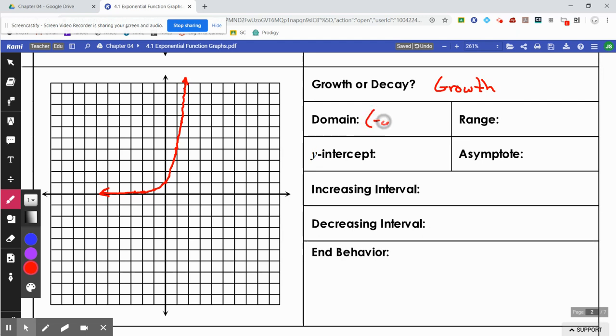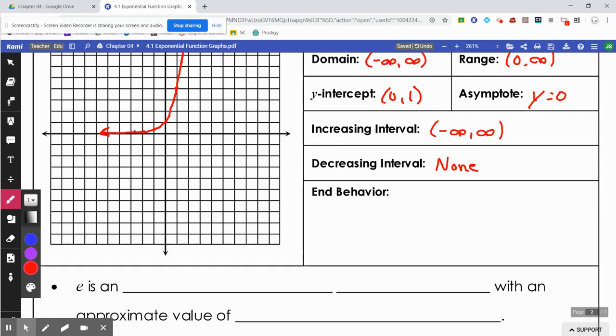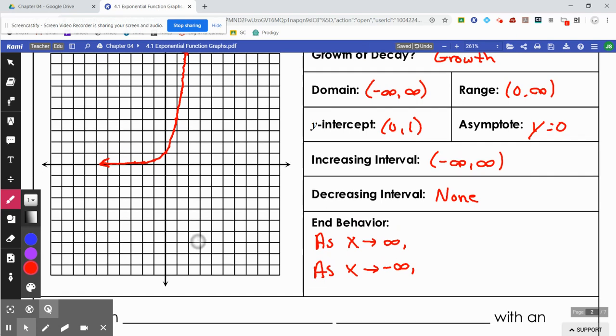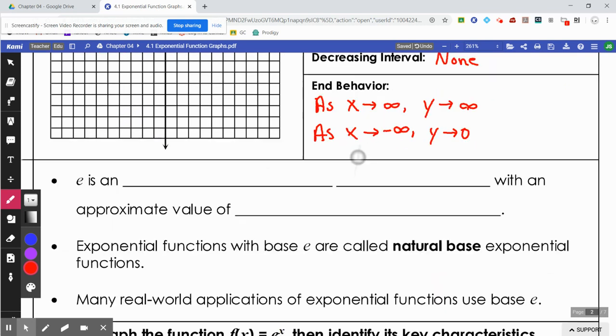Our domain is the same, negative to positive infinity. Our range is the same, 0 to infinity, because of that asymptote line at y equals 0. Our y-intercept is the same, (0, 1). Increasing interval, this one is always increasing. So therefore, it is never decreasing. And finally, our end behavior. As we travel to the right on our graph, our y value increases to infinity. As we travel to the left, again, we approach that asymptote line.